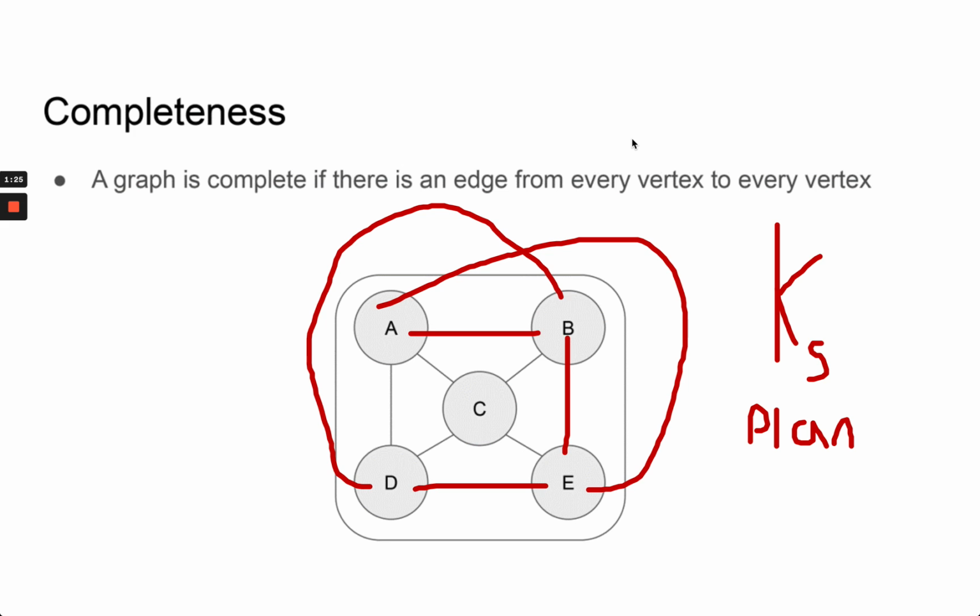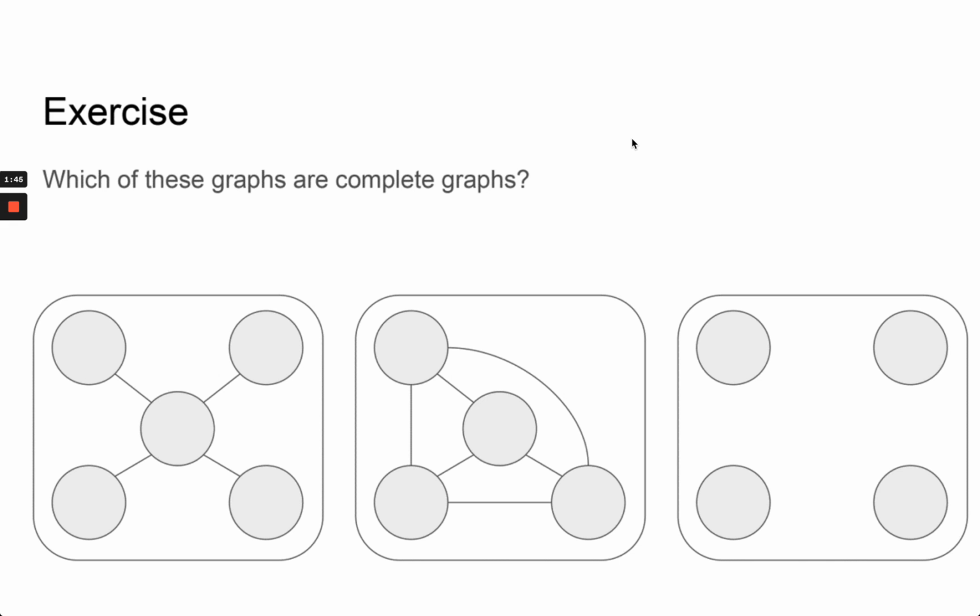And what planar means is you can draw it on a 2D plane, which is why it's called planar, without edges overlapping. So there is no way to draw this without edges overlapping. It's impossible. You can try all you want. It's mathematically proven not to be doable. So, little exercise. Which of these graphs are complete graphs?